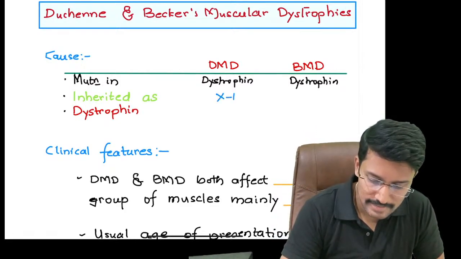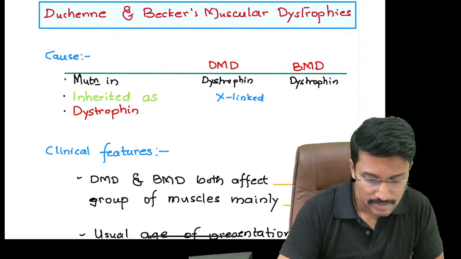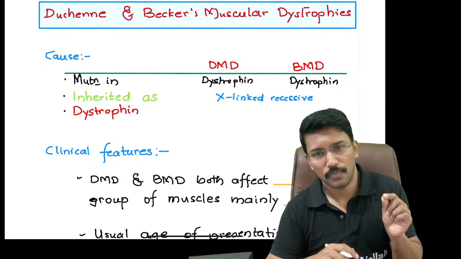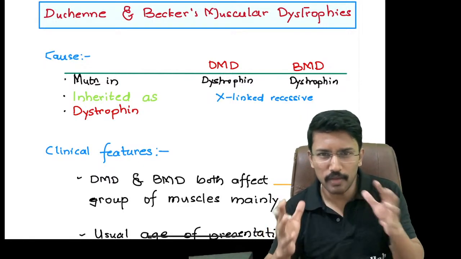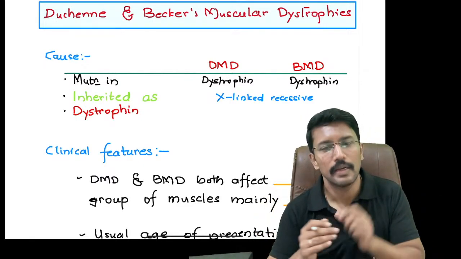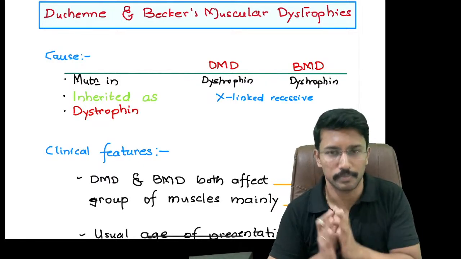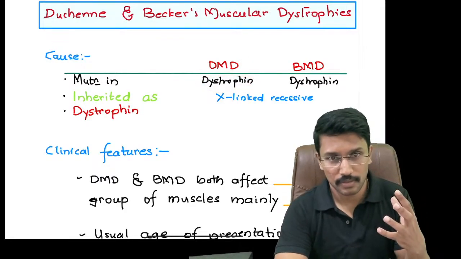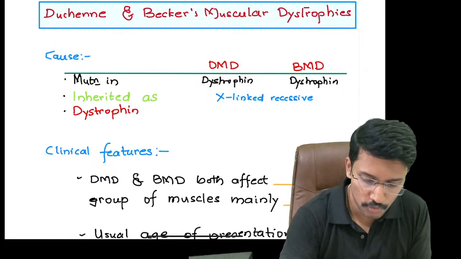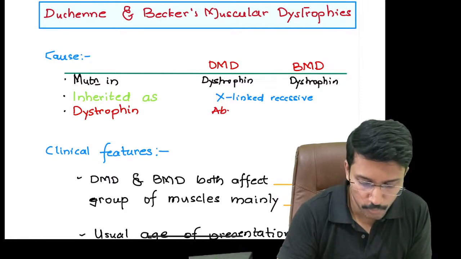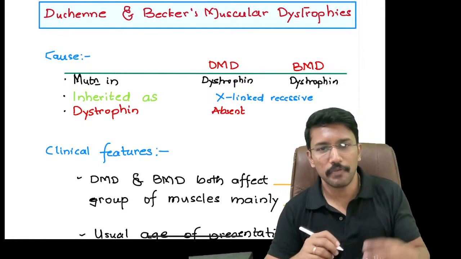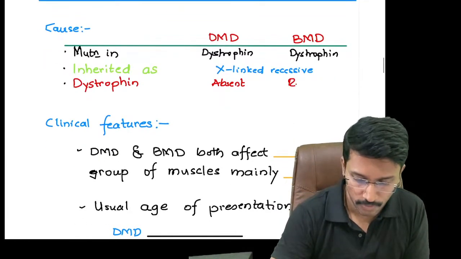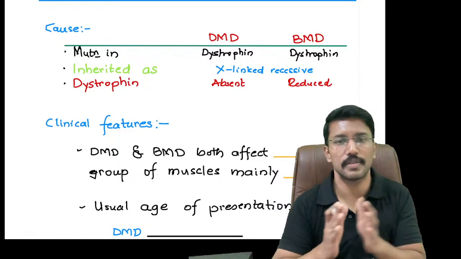Both of them are inherited as X-linked recessive conditions. Then if the mutation is the same, and both are inherited in the same pattern, why do we have two separate conditions? It is because of what the mutation does to the outcome. If I have a mutated dystrophin of the DMD type, then what happens? There is absolutely no production of this dystrophin protein. The dystrophin protein will be totally absent. But if I have another type of mutation where the production is not absent but reduced, I will have two kinds of disease now.